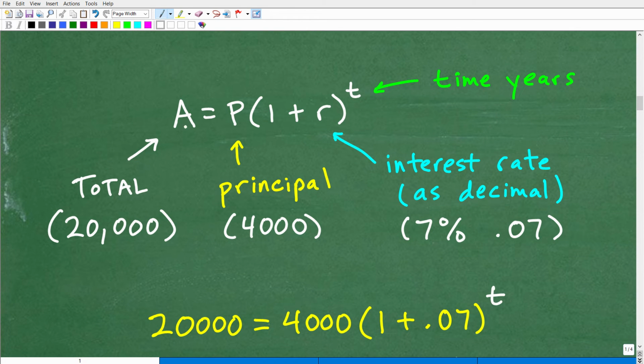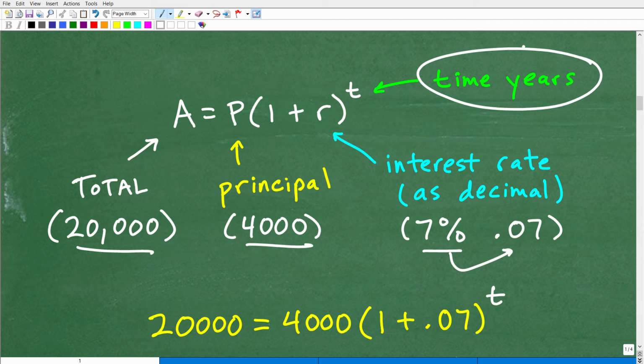Again, here is our total amount A. That's going to be $20,000, but we'll just write 20,000 right now. And then this P will be 4,000. This R is 7%. How do you write a percent as a decimal? So hopefully you remember your basic percent stuff. All you need to do is divide by 100 or move the decimal point over 2 places to the left. So 7% as a decimal is 0.07. And then T is what?